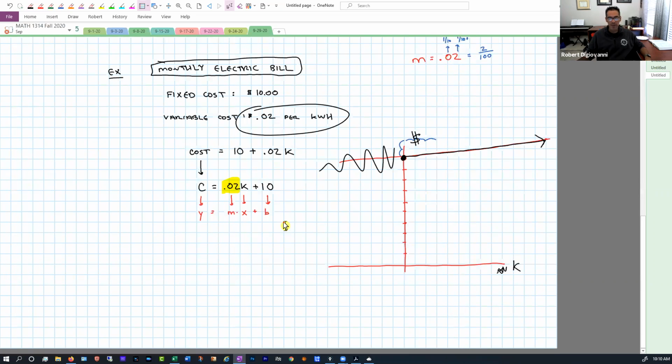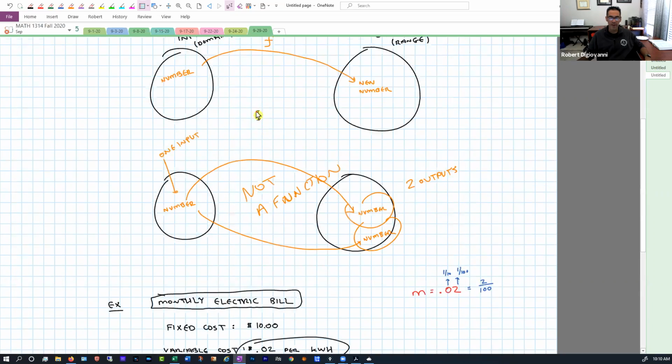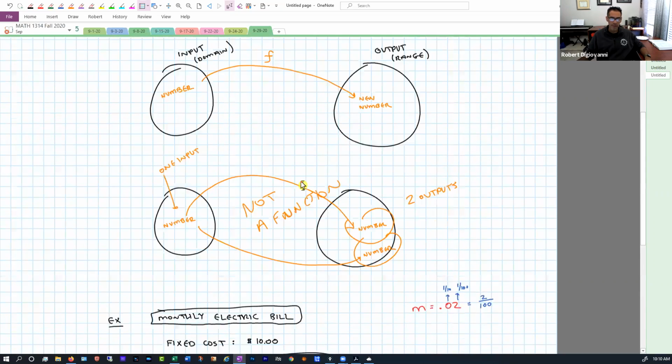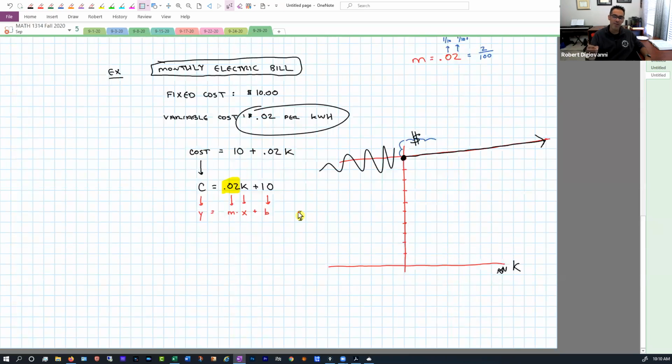Okay, now how is this connected to this idea of a function, right? This thing. Well, it is a function. We plug in a value of k, and it spits out a number, doesn't it? We give it a k, it spits out a value. So this is a function. We could say in this that the cost is a function of the kilowatt hours. How much money you're going to pay per month is a function of, depends upon how many kilowatt hours you use.